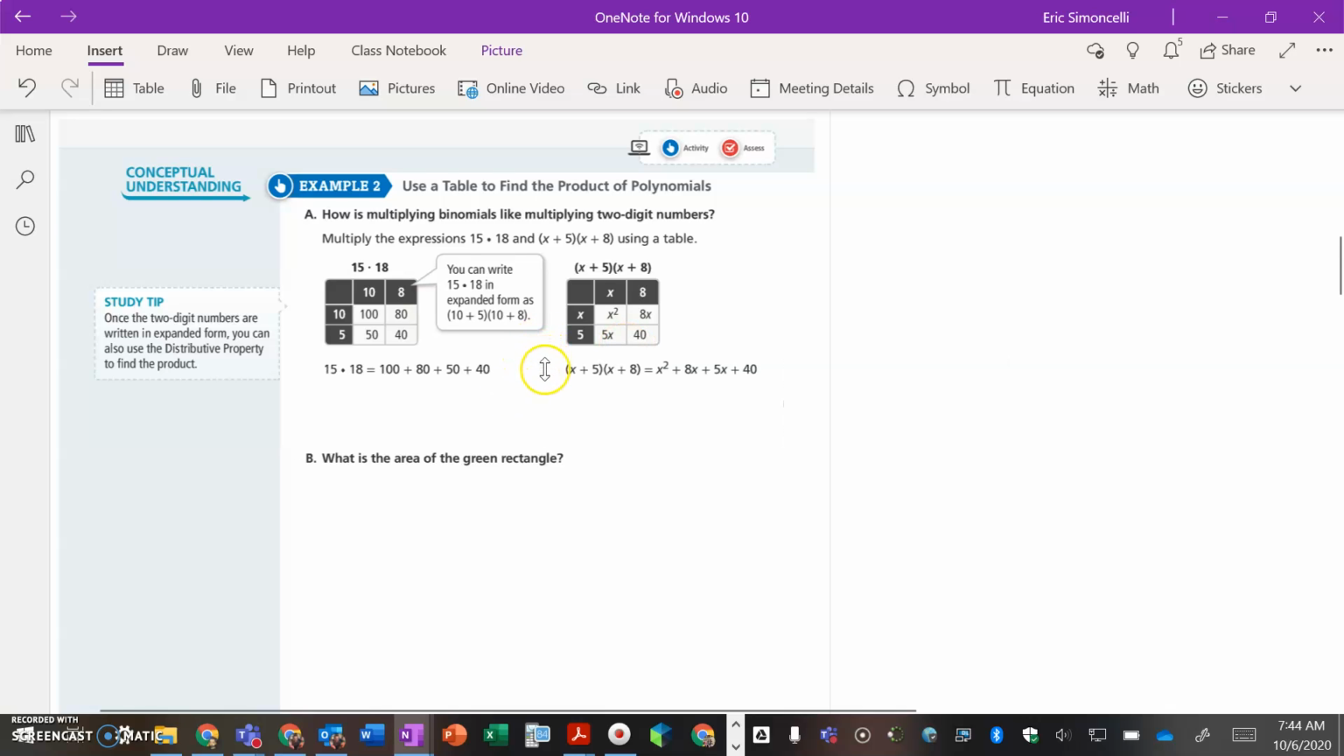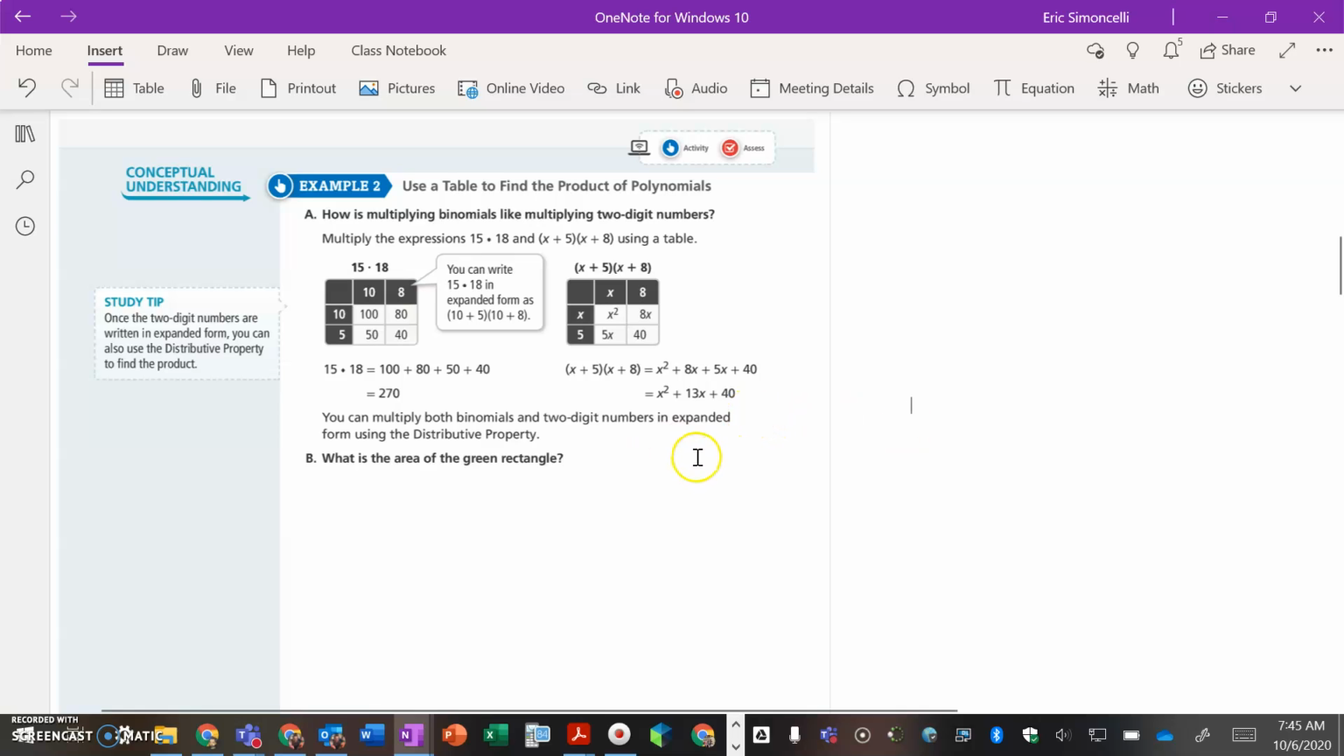So how do these correlate? If we take a look, the setup for this math accordingly is simply adding up all of the numbers that you see in the table. So 100, 80, 50, and 40 added up are 270. Here, these four terms can't necessarily be added in the same manner, but in a sense, you're still writing them out as a sum. So x squared plus like terms 13x, and then plus 40. You can multiply both binomials and two-digit numbers in expanded form using the distributive property.